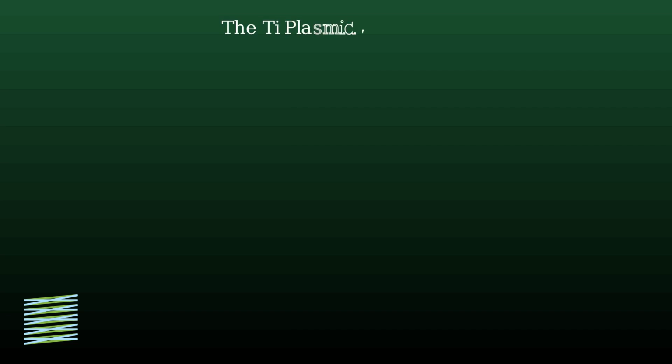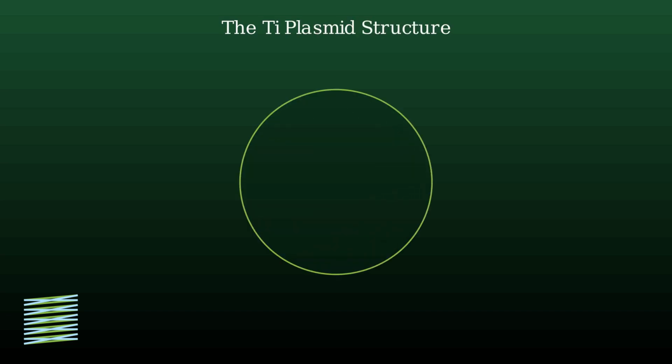The Ti plasmid, or tumor-inducing plasmid, is a crucial component in agrobacterium-mediated gene transfer. This circular DNA molecule contains several key regions that work together during the infection and genetic transformation process. The tDNA, or transferred DNA, is the region that gets integrated into the plant genome. In nature, this region contains genes that induce tumor formation and opine synthesis.